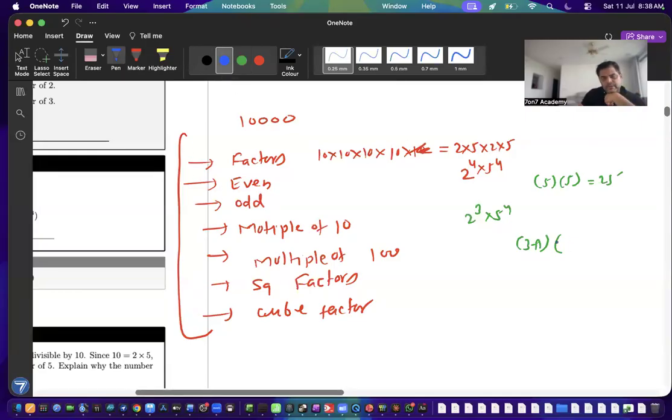3 plus 1, and then 4 plus 1. Agree? Odd factors you have to find out. So remove all the 2's and then find out the factors. So 5 raised to 4 you have, then 4 plus 1. 5 odd factors are there.